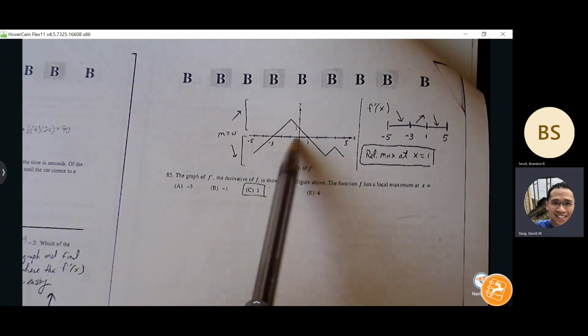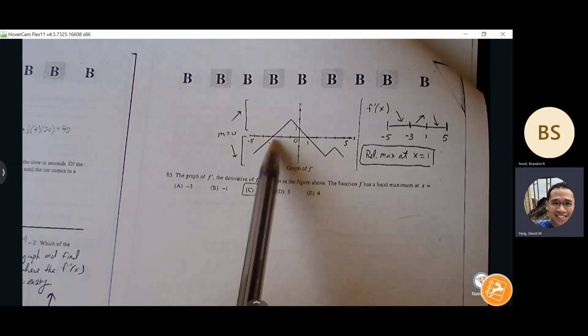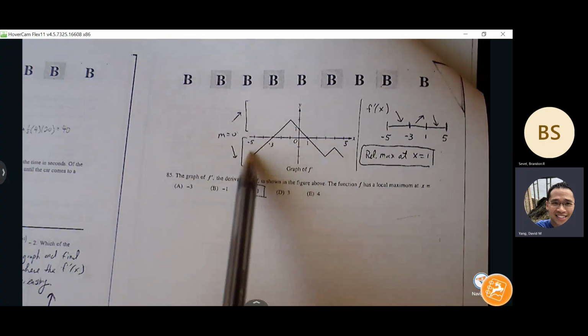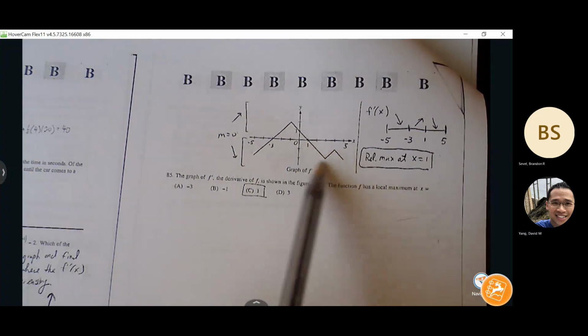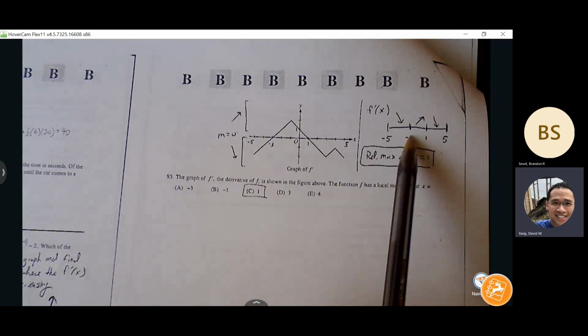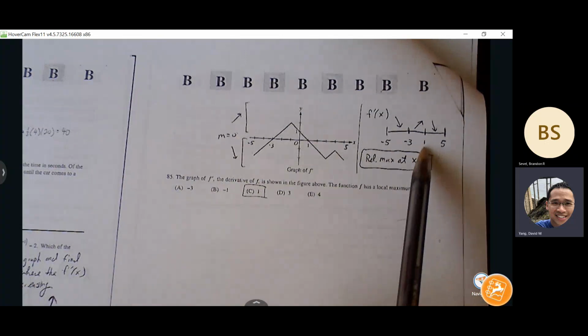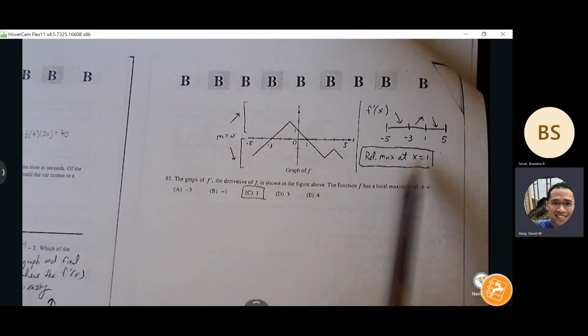So we see that the x-intercept is what we really care about. -3 and 1. And then below is negative slope, positive slope in between, and negative slope for the remaining portion. So we're expecting a relative min at -3, a relative max at 1. So relative max is at 1.